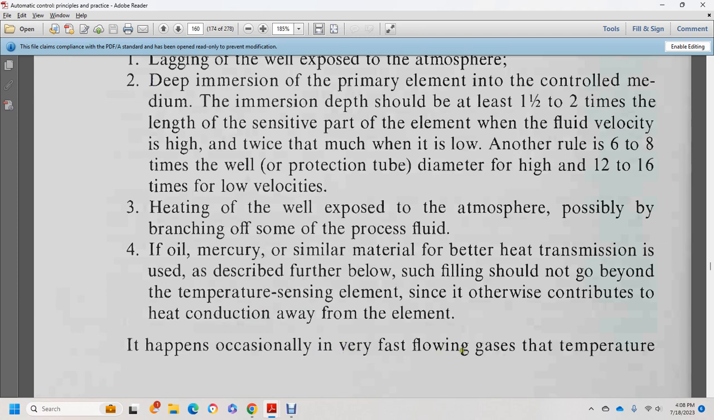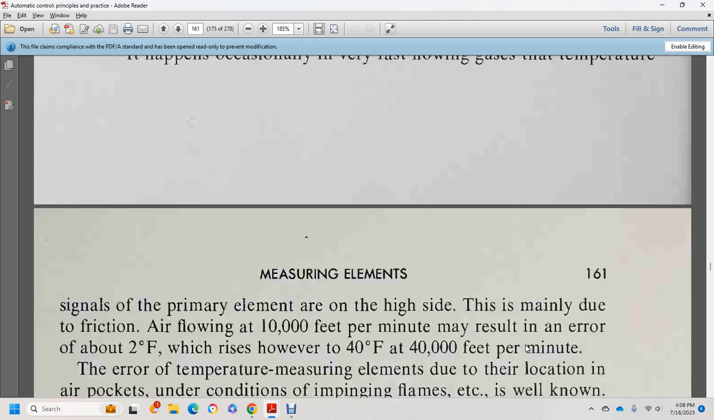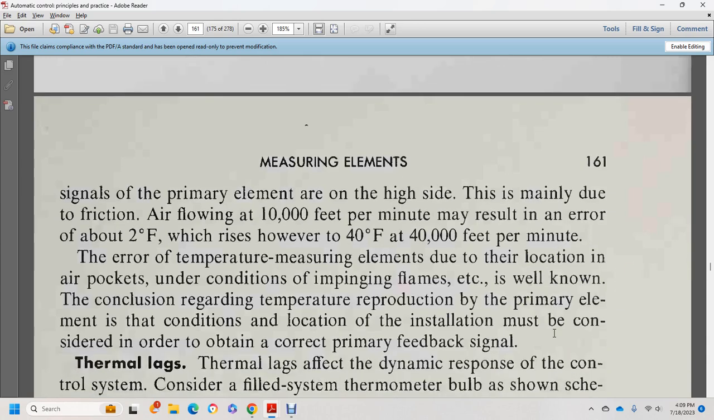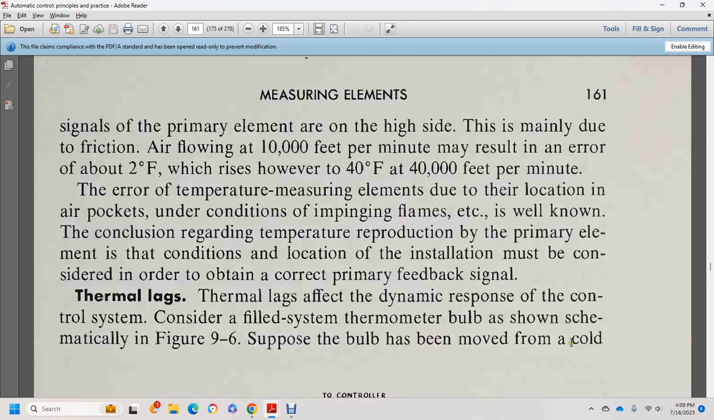It happens occasionally that a very fast flow of gas raises the temperature signal of the primary element on the high side, mainly due to the friction of the air flowing at 10,000 feet per minute. The result is an error of about 2 degrees Fahrenheit, which rises to 40 degrees Fahrenheit at 40,000 feet per minute. Other errors arise from the location of the element in the air pipe, underconditioned impinging flames, etc. The conclusion regarding temperature reproduction is that primary element conditions and location of the insulation must be considered in order to obtain the correct primary feedback signal.